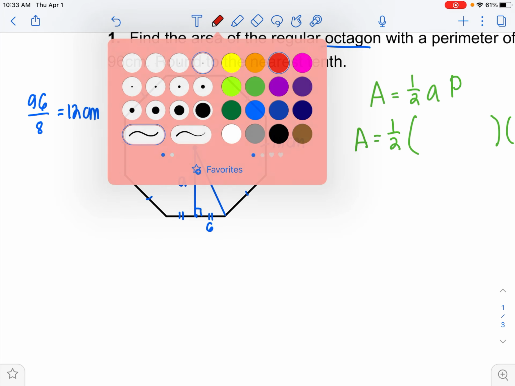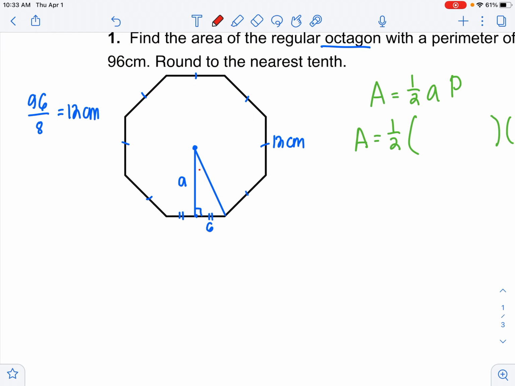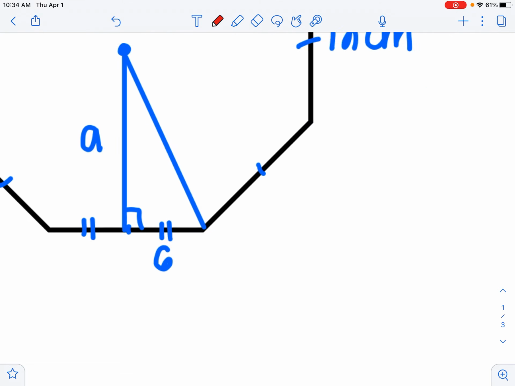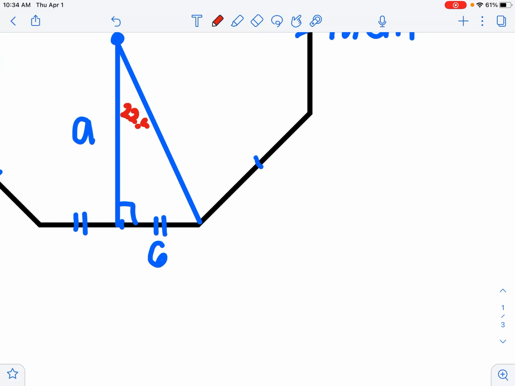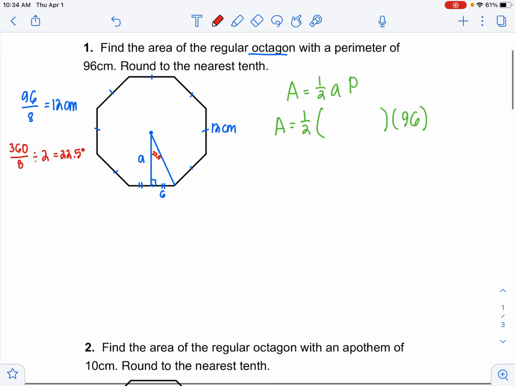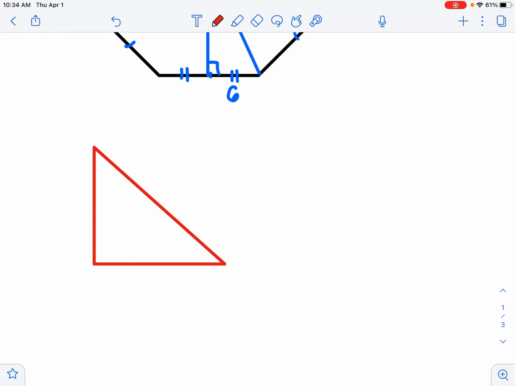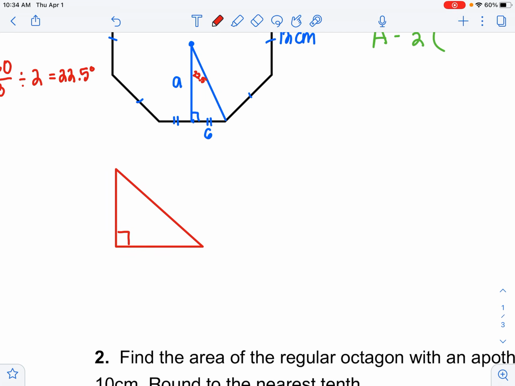All right, next I'm going to find this teeny tiny angle right here. So that angle, I'm going to do 360 divided by the number of sides, which was 8, divided by 2. So 360 divided by 8 is 45. 45 divided by 2 is 22.5 degrees. If you find that it's squished, remember you can always draw a much bigger triangle off to the side. I do like to do that. It is not mandatory. I know this is 6, I know this is my apothem, and I know this is 22.5.